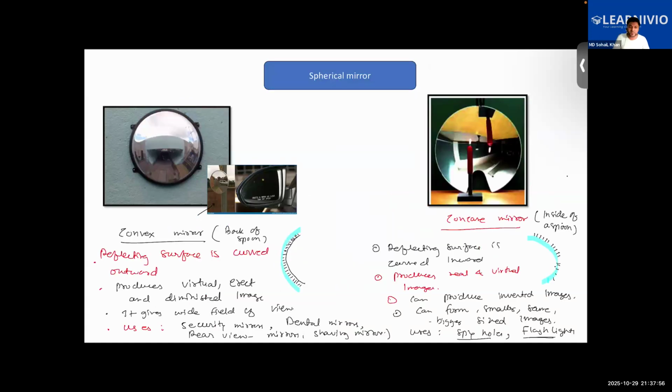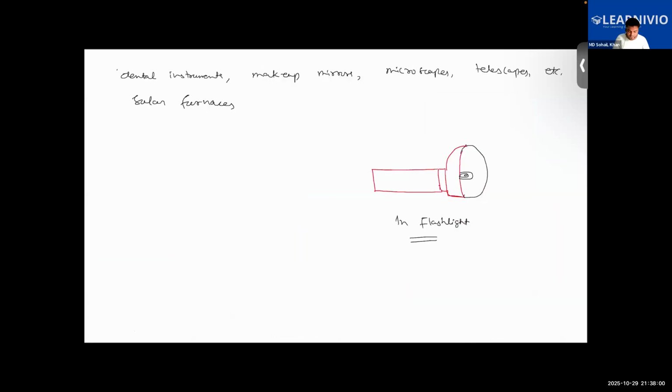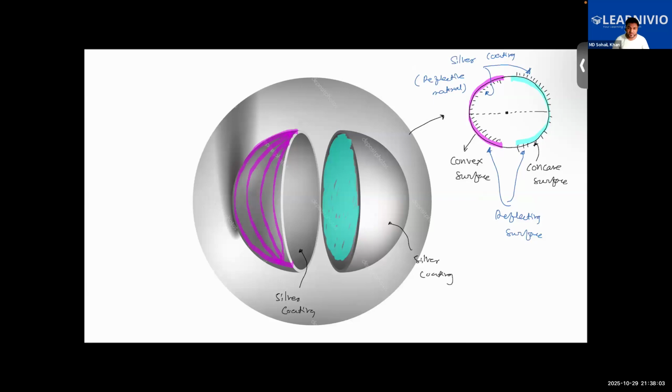Further, we learned that mirrors are also of two types. They are spherical mirrors, and the reason why we call them spherical mirrors is that they basically form part of a spherical ball. Suppose we have taken a spherical ball made up of glass, and we have cut it from the middle into two hemispheres.